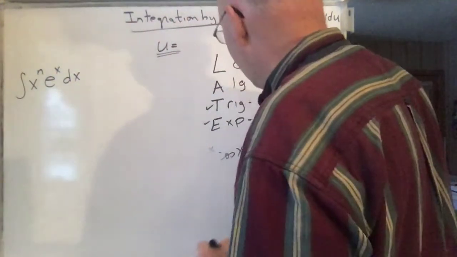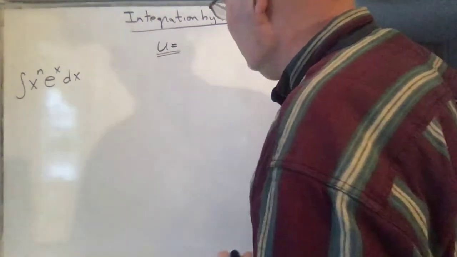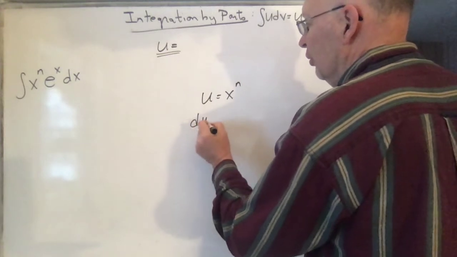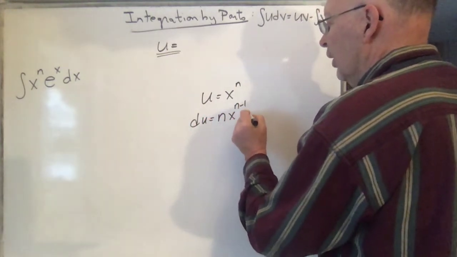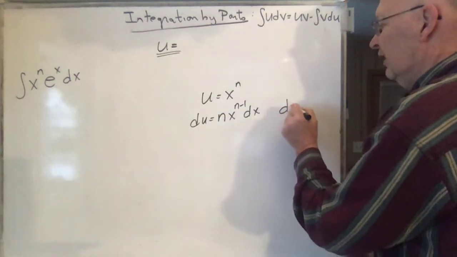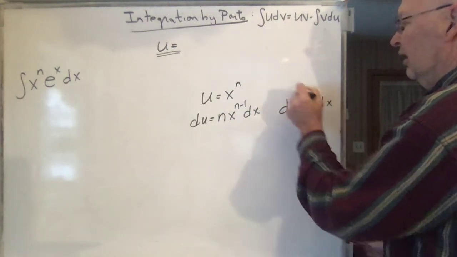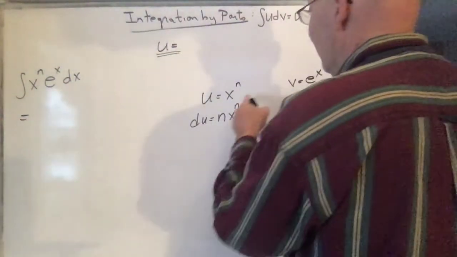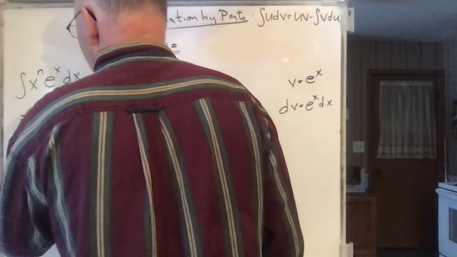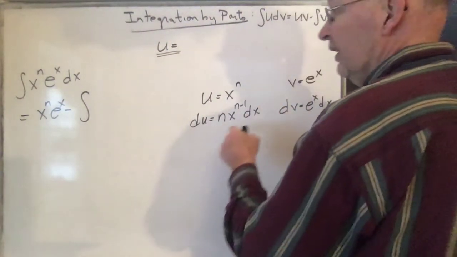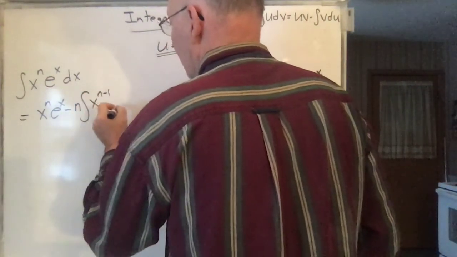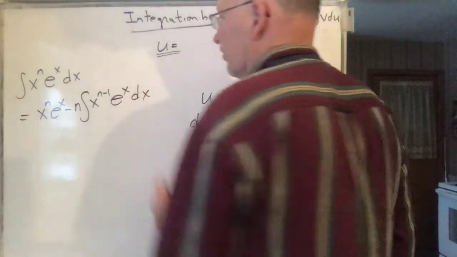If you have that, I guess I'll get rid of this now. We know it. Now we will let u be equal to x to the n. du is equal to n times x to the n minus 1 dx. dv is equal to e to the x dx. So v is equal to e to the x. So if you use this, u times v is going to be x to the n e to the x minus the integral of v du. And notice I can bring the n out front again, and I'm left with x to the n minus 1 e to the x dx.